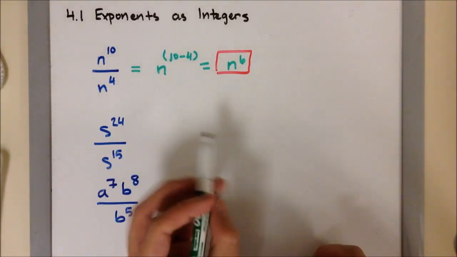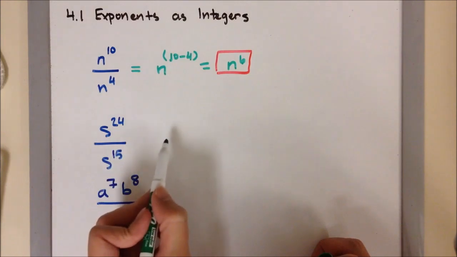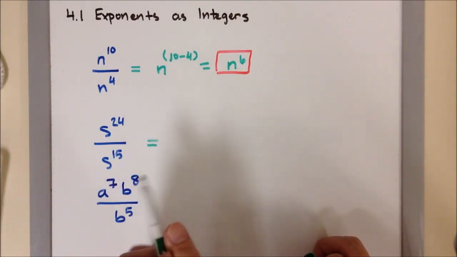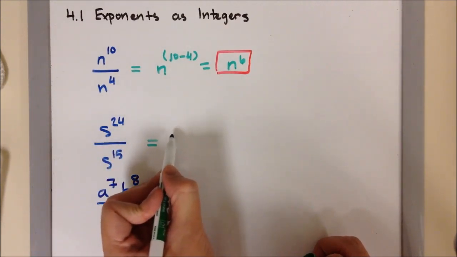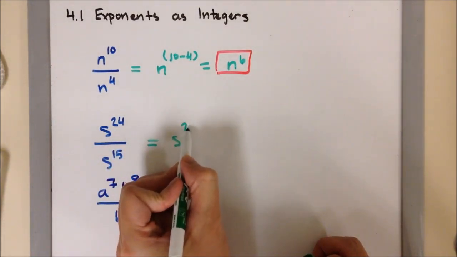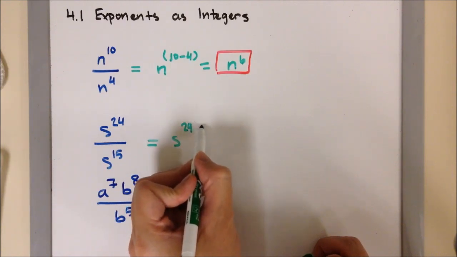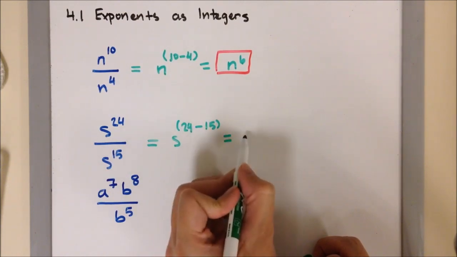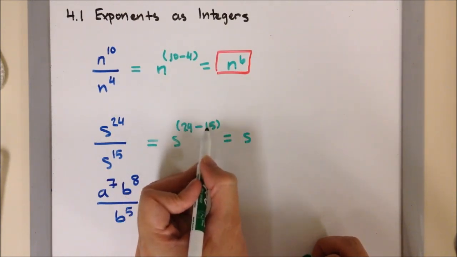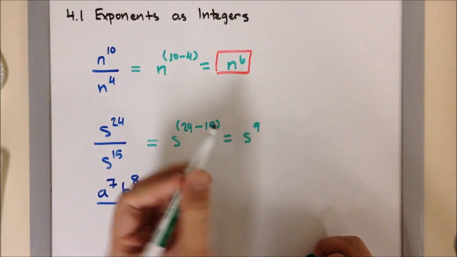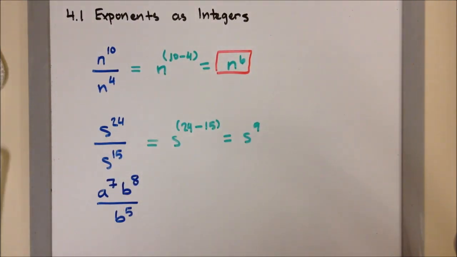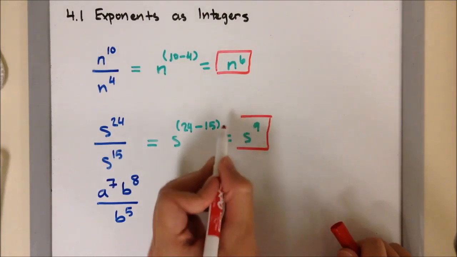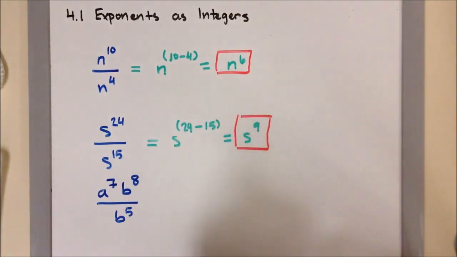Now, same process. Same bases are dividing. So s to the 24th power divided by s to the 15th power. That means it's going to be s, 24, since that's my top exponent, minus the bottom, which is 15. So s, 24 minus 15, that's going to be 9. So s to the 9th power. And that's my final answer.